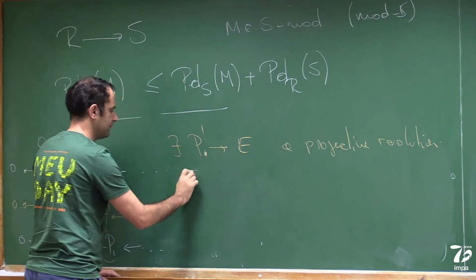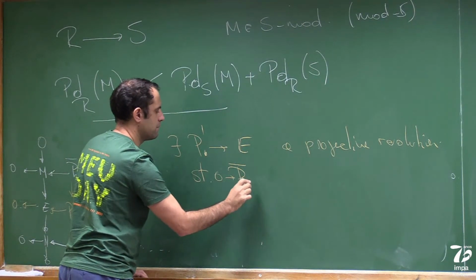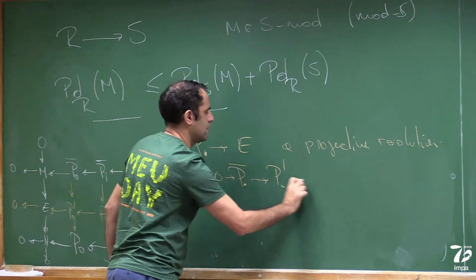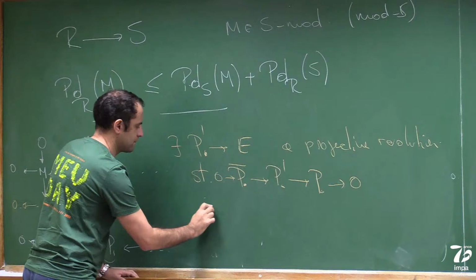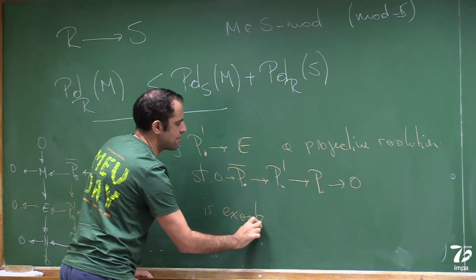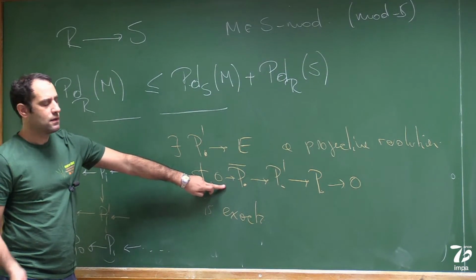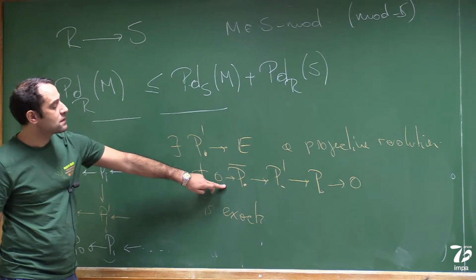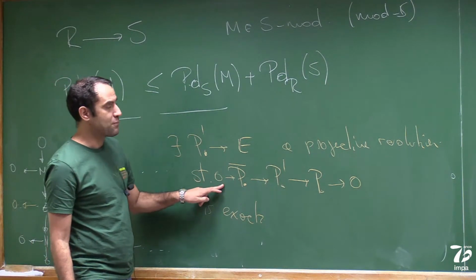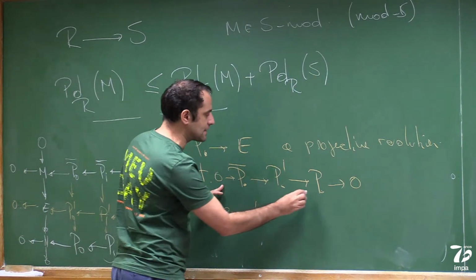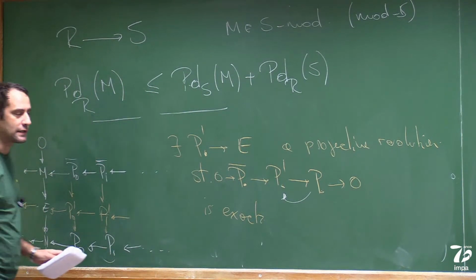Such that 0 to P bar to P prime to P to 0 is exact. And remember that, of course, an exact sequence of projectives ending in a projective object splits. So if it is projective in the category of complexes, then this is split exact. So I'd expect this to be split. So that tells me already how to construct this P prime.